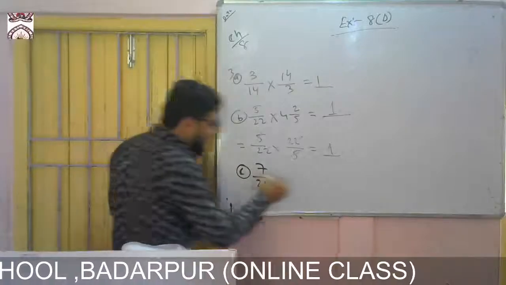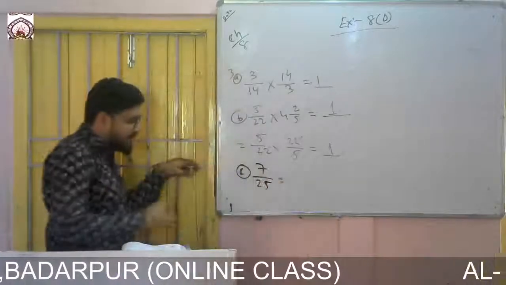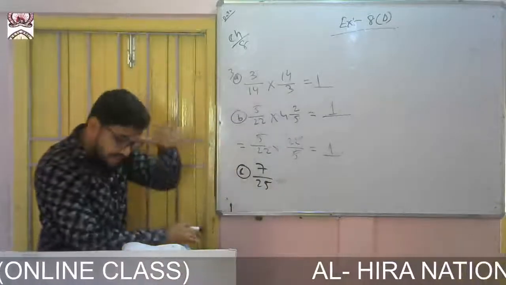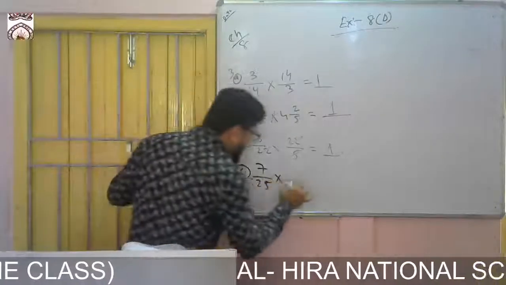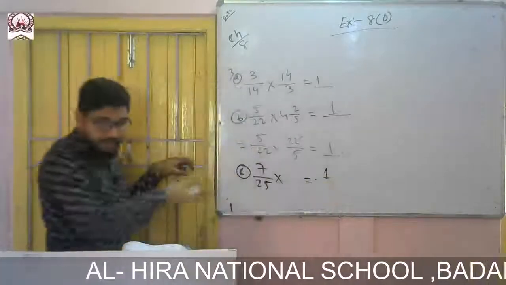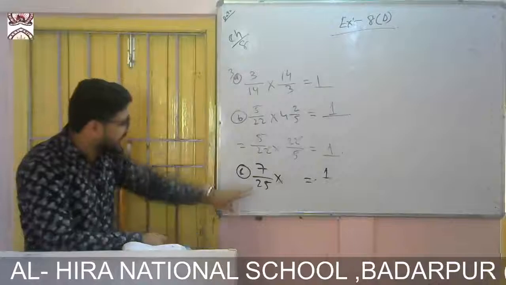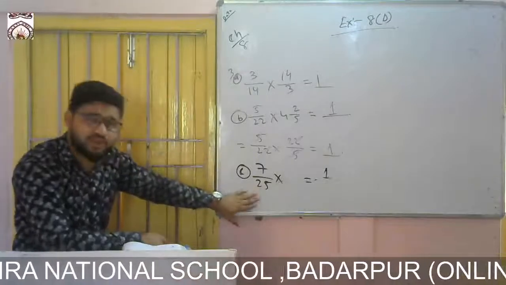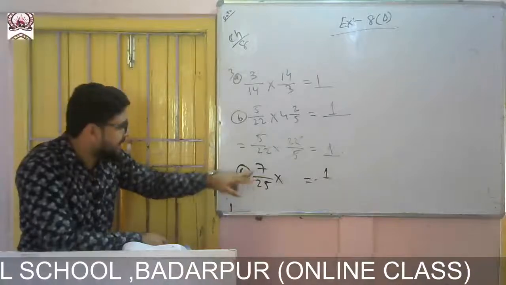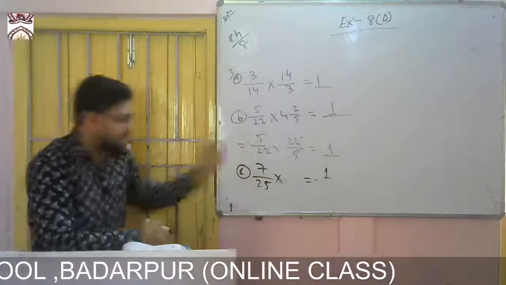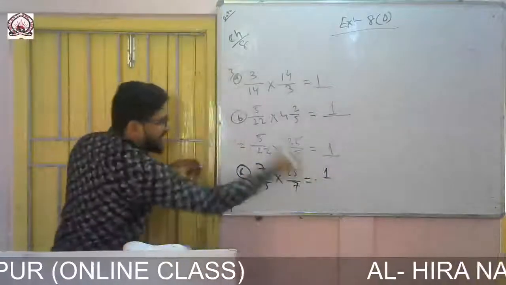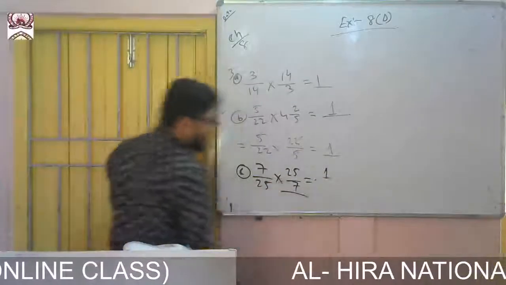So 7 by 25. Now the question is, what should be multiplied with 7 by 25 to get 1? Yes, I have just discussed that. You just multiply by the reciprocal of this fraction. The reciprocal of 7 by 25 will be 25 by 7. So multiply 25 by 7. If you cancel, you will get the answer 1. So this is the required fraction.